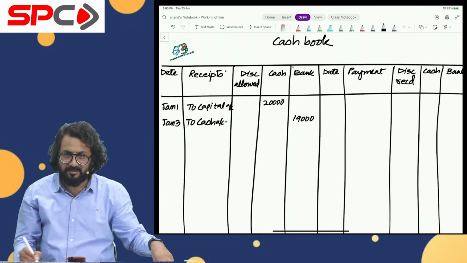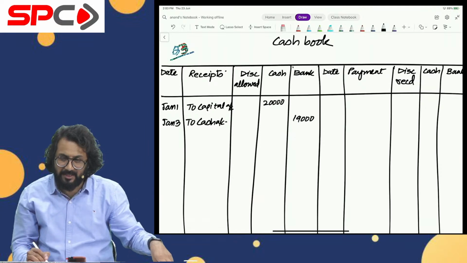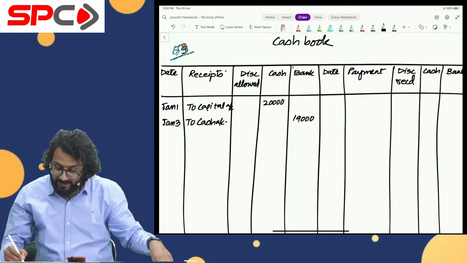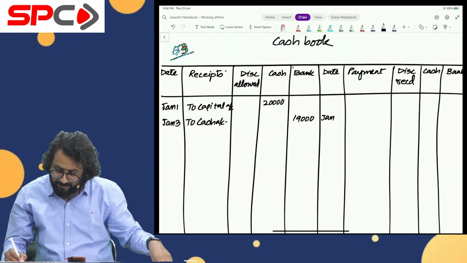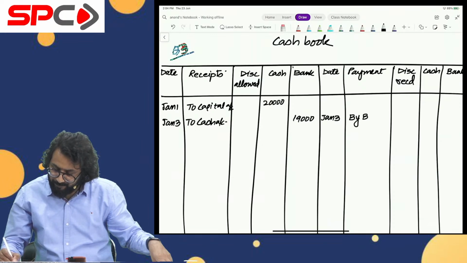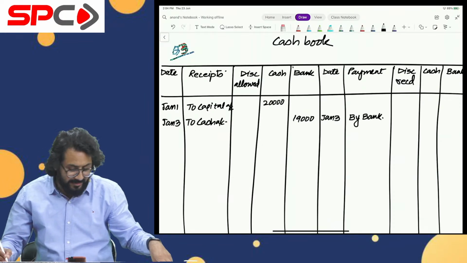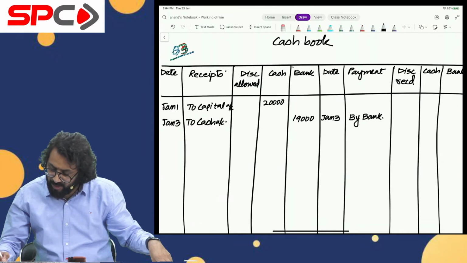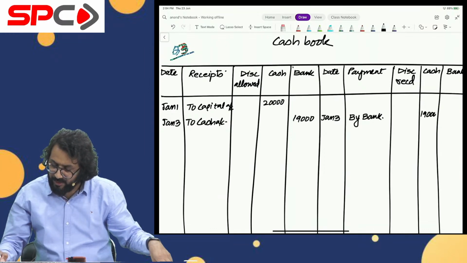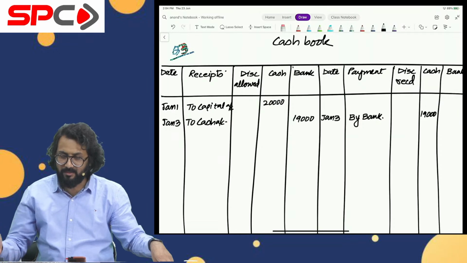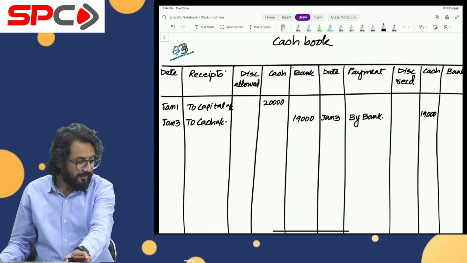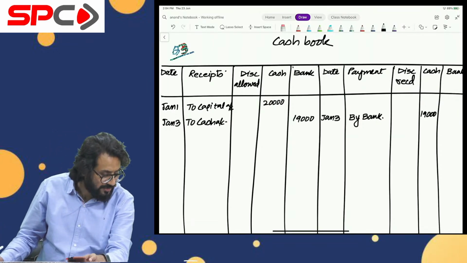Do you realize this? So I am saying in the bank there is a receipt from cash. And on the credit side, I'll write down Jan 3, by bank. And I'll say that my cash has gone to the extent of 19,000. So I paid cash into what? Bank. Do you all agree? So tick mark Jan 1, tick mark Jan 3.